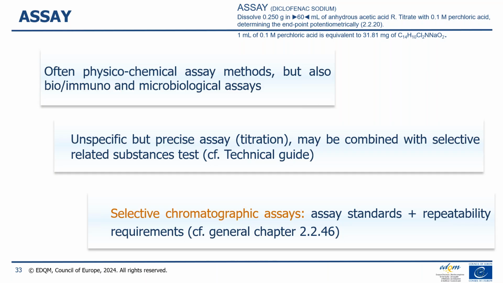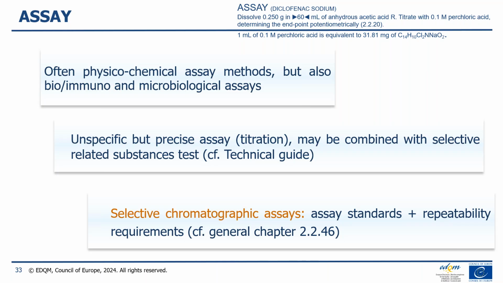The choice of an assay in a monograph will depend on the substance itself, but also on the experimental verification during the monograph's revision or elaboration, and of course on the dossier submitted by the manufacturers and approved by the competent authorities.